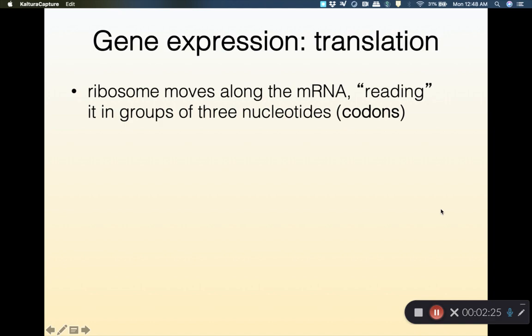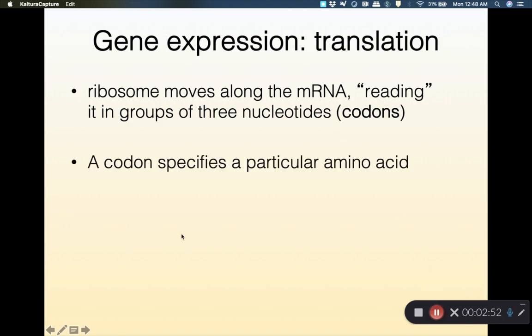So once that mRNA has bound to the ribosome, it moves along the RNA and starts to read the groups of 3 nucleotides. So when we are talking about protein synthesis and protein translation, we're always going to be talking about these groups of 3 nucleotides. And that's because 3 nucleotides are what we call a codon. And these 3 nucleotide sequences, or this codon, specifies a particular amino acid, remembering that a protein is made up of amino acid chains.